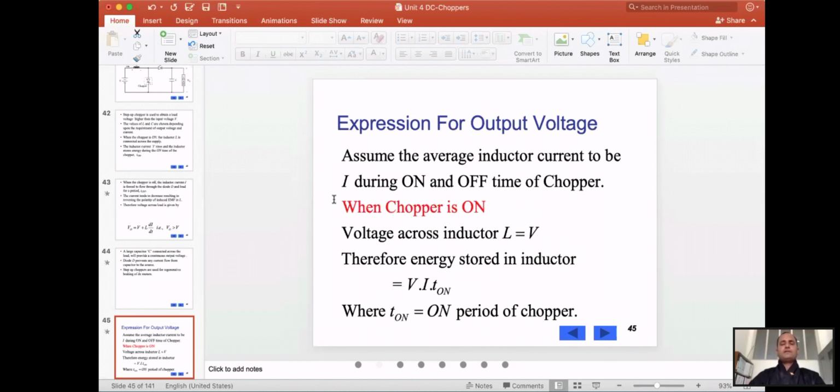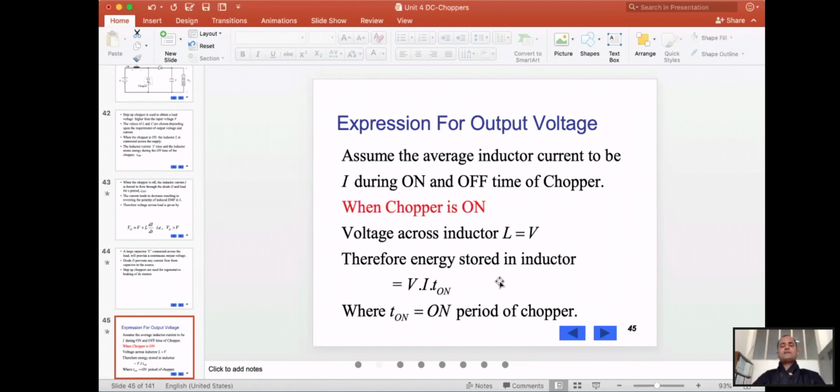Now the expression for the output voltage. You have to assume the average inductor current to be I, similar to what we have done in the step down choppers. You have to assume that the average inductor current is I during the on and off time of the chopper. So when the chopper is on, the voltage across the inductor L will be equal to V, because the inductor will start charging.